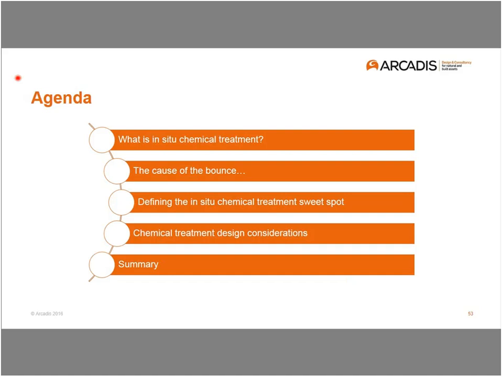To run through the agenda of what we want to talk through today, we're going to identify chemical treatment, define some of the different types, talk through what causes that rebound, and then the next two will really be to define that sweet spot and talk about some of the design considerations that go into maximizing the effectiveness of chemical treatment, and then a summary. So it'll be a little qualitative and conceptual up front, and then it'll get more detailed with quantitative case studies and the like.